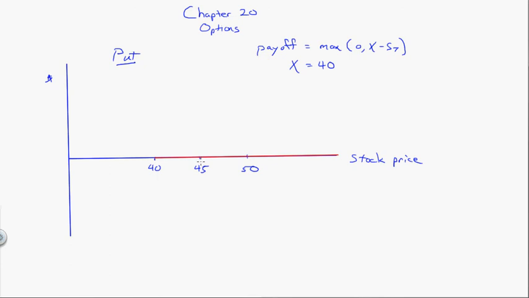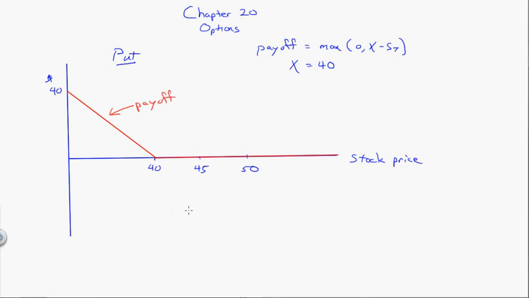Because if it's 45, would you rather exercise the right to sell to me at 40, or would you rather sell in the open market at 45? You'd rather sell for 45. What's the best thing that can happen to you if you own this put option? Coke goes bankrupt. If they go bankrupt and there were $0 a share, then you can sell something that's worth $0 to me for 40. So this is $40 right there. Once again, this is going to be the payoff diagram.